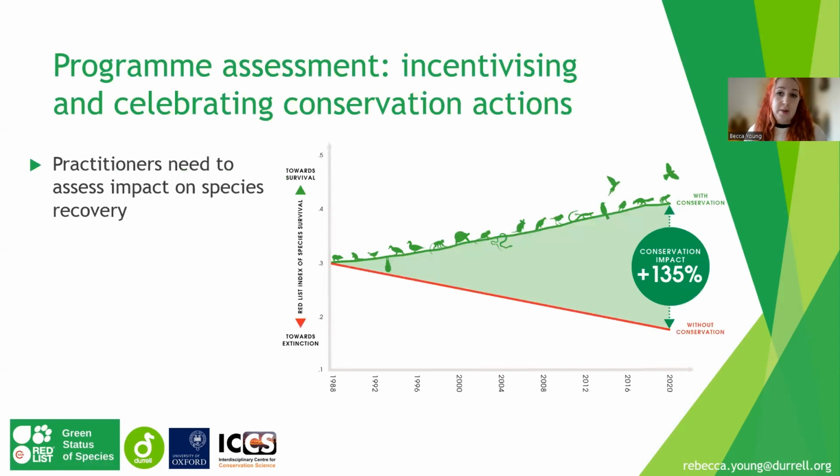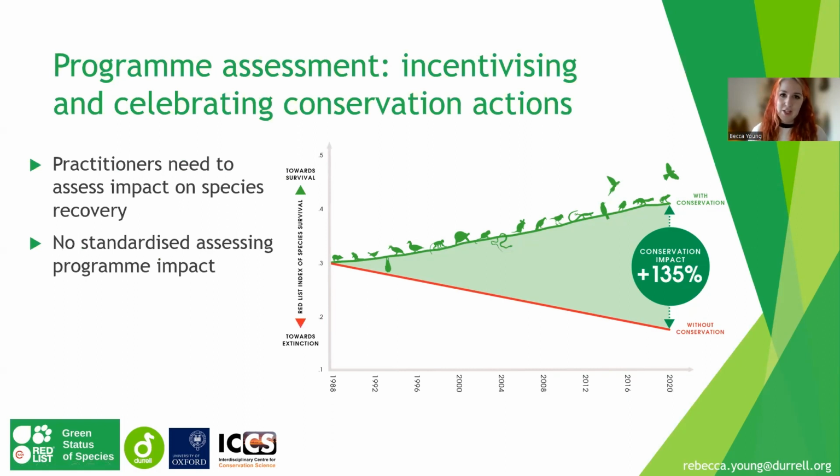And one great example of this was conducted several years ago by Durrell Wildlife Conservation Trust, who used a Red List Index and counterfactual approach again to understand how the species that they work on and that they've been involved with would most likely look in the absence of the conservation that they've contributed to. And that meant they were able to give this conservation impact. But this is not common. This is not something that is done across all organizations. Even for this relatively small organization of Durrell, this was a huge piece of work. And there's currently no standardized way of assessing program impact.